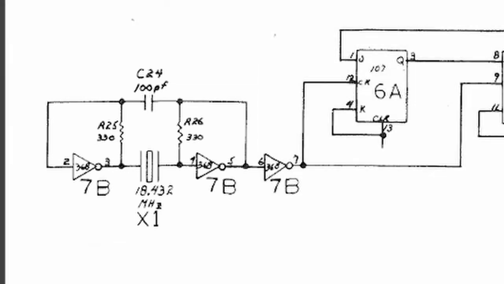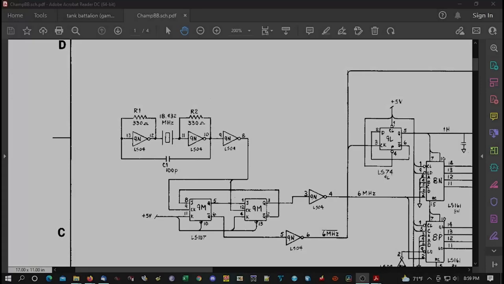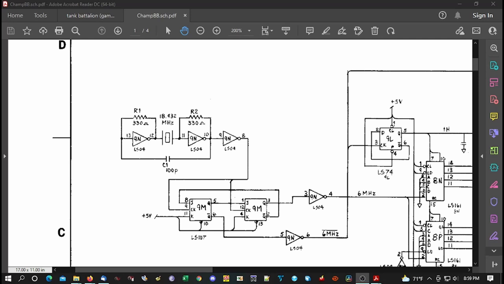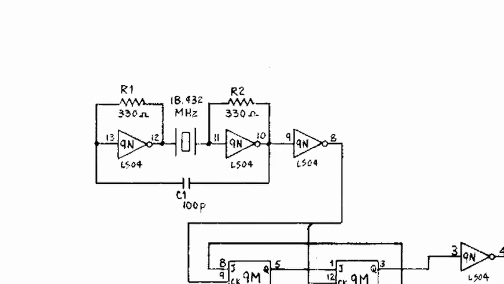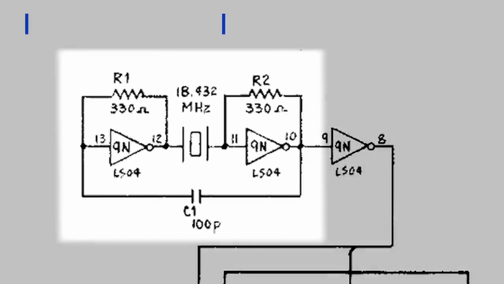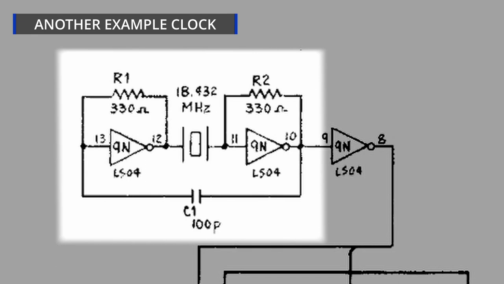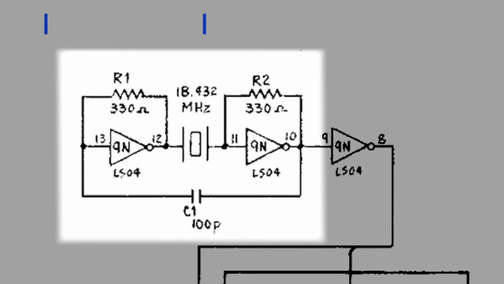Not sure exactly why they're doing that, since you can just use a normal 74LS04 inverter. In fact, if you look at another board schematic, you can see here exactly them doing just that, using normal inverters instead of the 368.